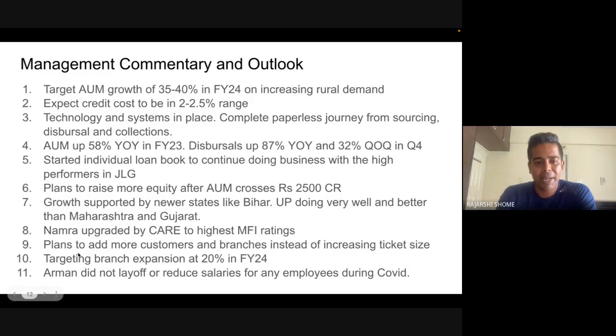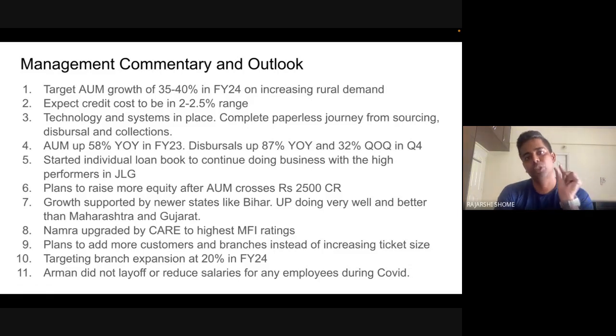So Arman plans to add more customers and branches instead of increasing ticket size. See, this is what I'm trying to say, right? The job is not to keep increasing ticket size. Then you no longer will become a microfinance company, right? Then you are moving towards becoming a bank, right? We don't want that, I mean Arman doesn't want to become that.